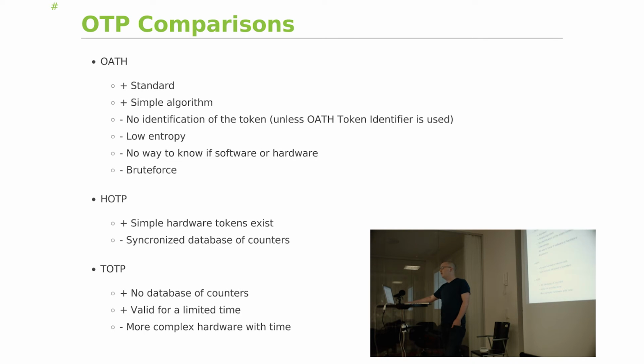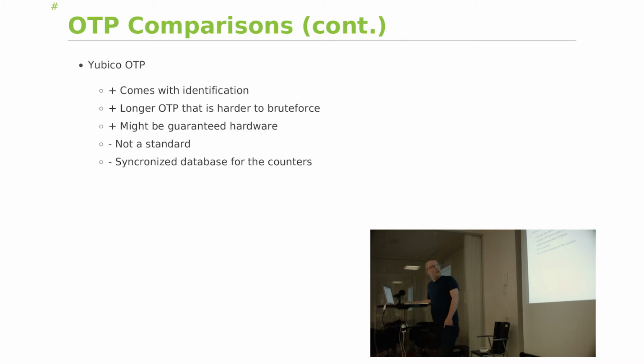Yubico OTP. It comes with identification. You don't have to guess what token it is. It's a longer OTP with more entropy in it.